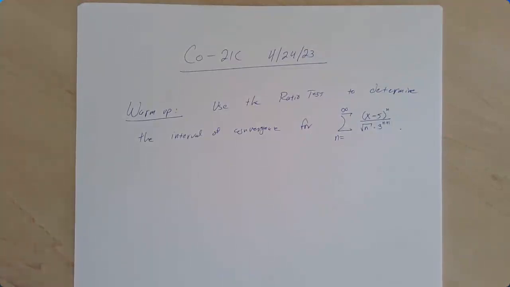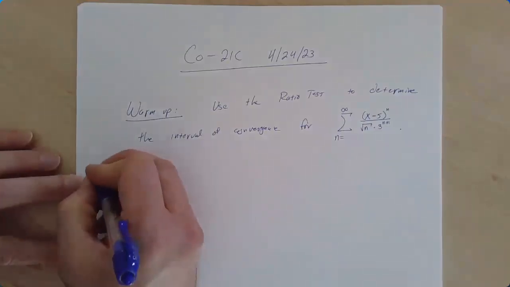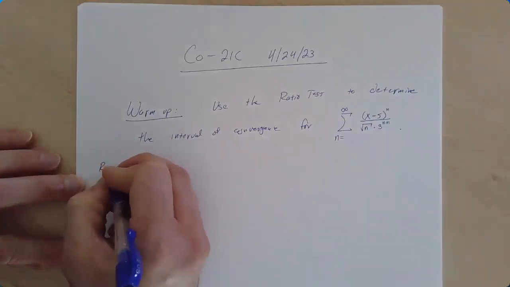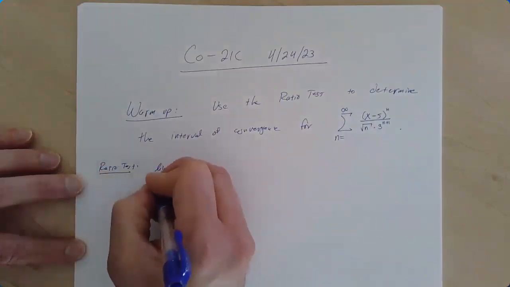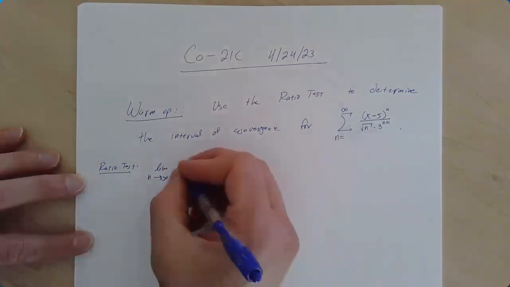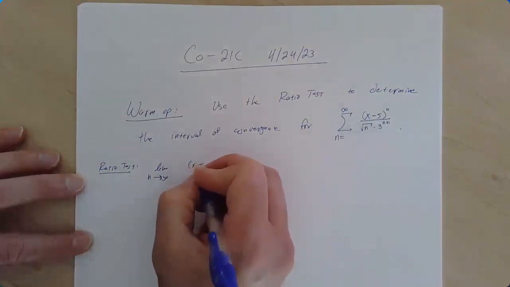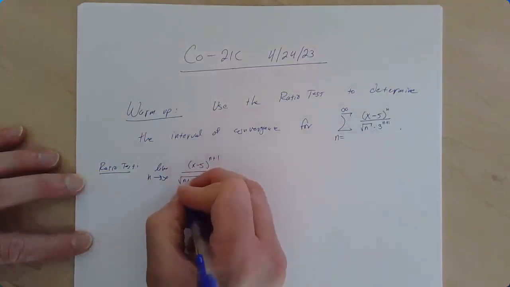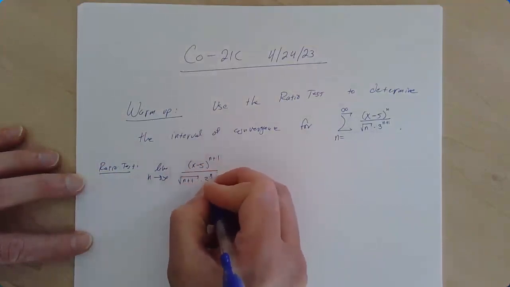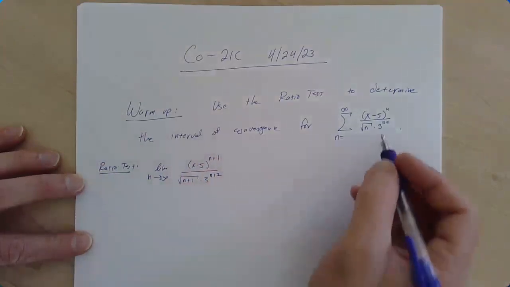All right, let's go ahead and see what our interval of convergence is here. So, ratio test. Do the limit as n goes to infinity. The a_{n+1} term, which is (x minus 5) to the n plus 1 over the square root of n plus 1 times 3 to the n plus 1 plus 1. And then multiply by the reciprocal of that.